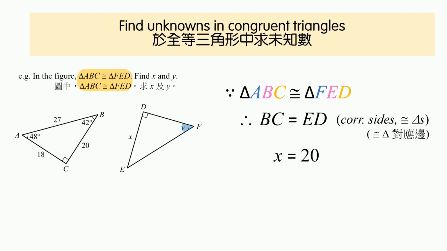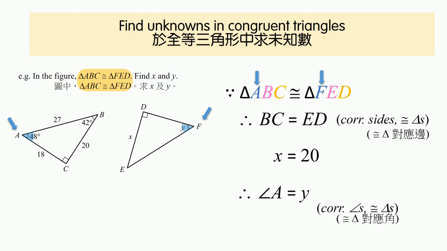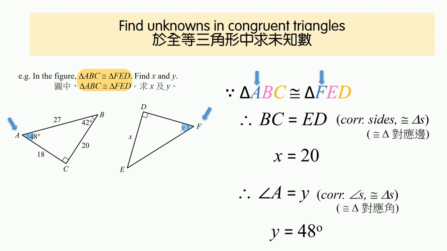For the last angle, y, we can see that it is at the point F. And therefore, looking at the congruence, we can see that point F is on the left side corresponding to the point A. And therefore, we can write down that angle F equals angle A, which means angle A equals angle Y. And the reason is corresponding angles, congruent triangles. Therefore, y equals 48 degrees.